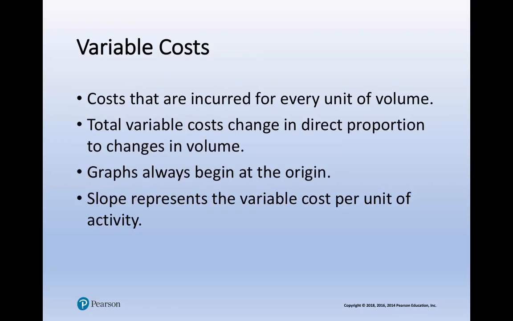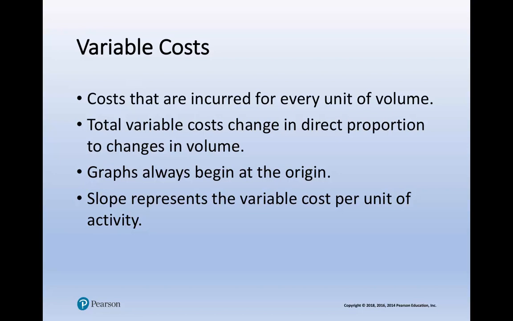So when we talk about our variable costs, and we have our good definition here, you can remember back from our diagram in the last presentation, our variable costs are costs that are incurred for every unit of volume. So every item we make, we're going to have this additional variable cost. Our total variable costs are going to go up or down depending on changes in volume. More volume, more variable cost; less volume, less variable costs.